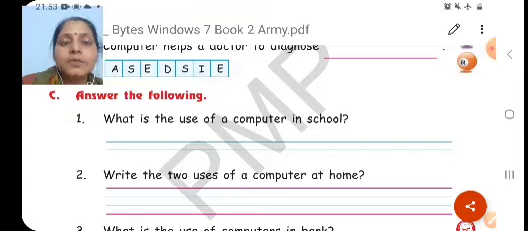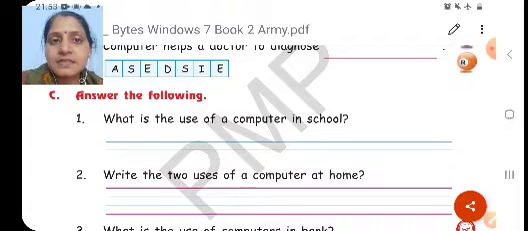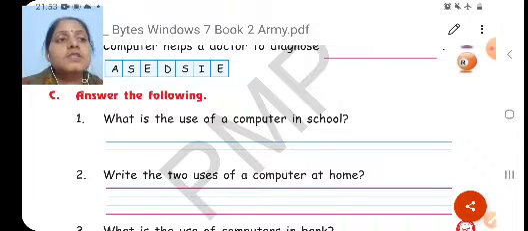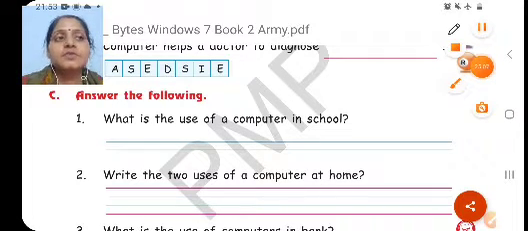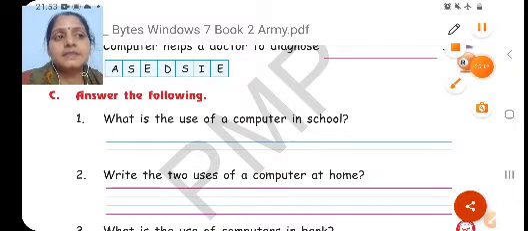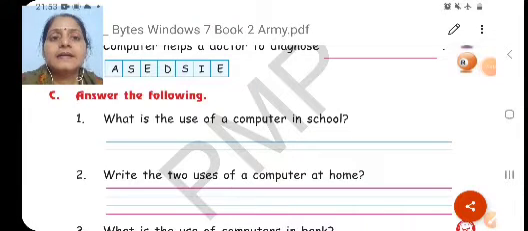So children, as we know, in schools, computers are used for preparing result, for keeping the record of fees, for preparing question papers, for teaching and learning. So there are many works which we do using the computer. You can write some of these. In schools we have a lot of work to do using the computer, and you can write any 2 or 3 among these. Or children, you can write, in schools computers are used for teaching or learning.